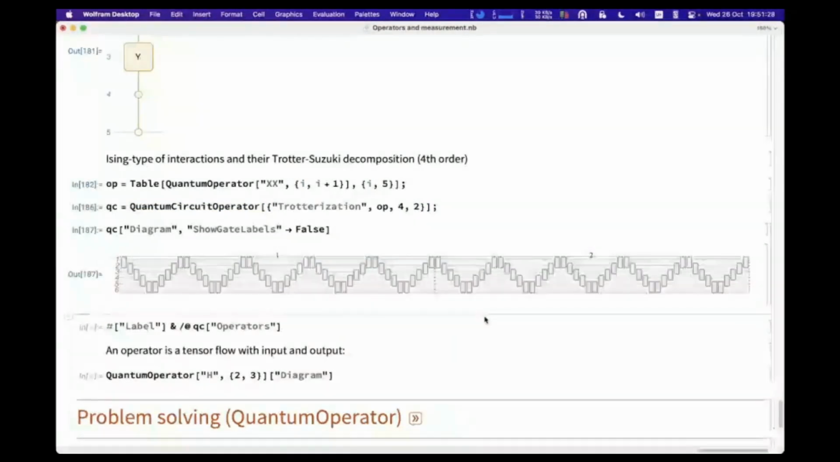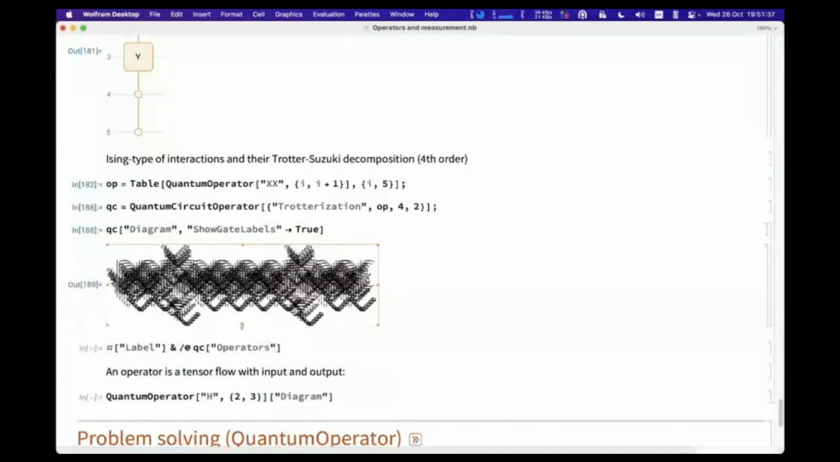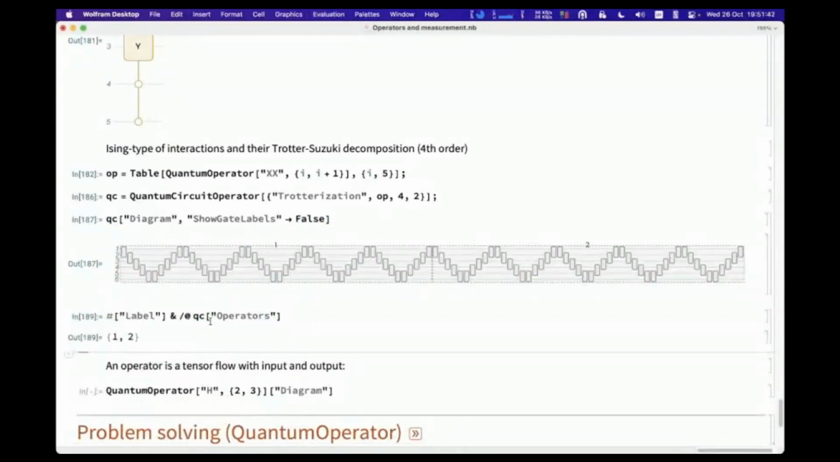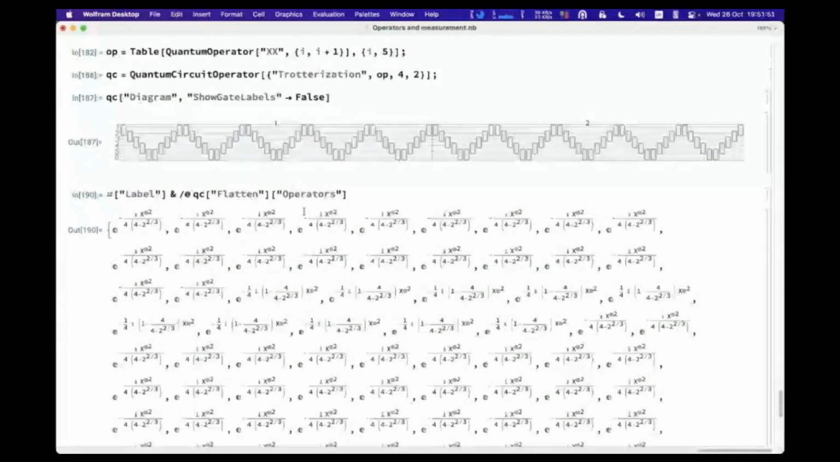So this is how we can do it. Let's also show the labels, maybe for those of you who know the next one. That's because it's a two-order now. Have to flatten it. And you see, those of you who are familiar with the Trotter-Suzuki decomposition, those are exactly the terms that we have when we do that particular decomposition.